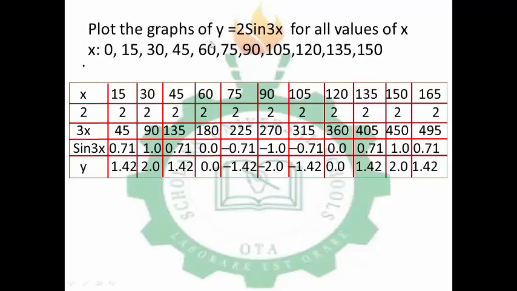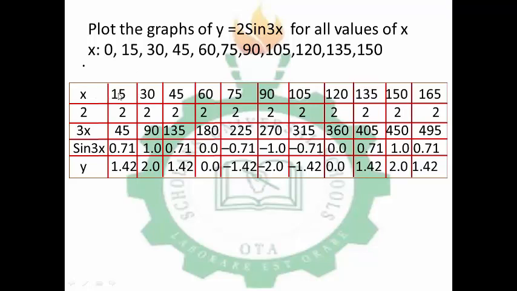Whereby we have y equals 2 sine 3x, for all values of x ranging from 0, 15, 30, 45, and so on. This is where we have something a bit different from what we had earlier. These are the values of x. It simply means that instead of having theta as before, you are having 3x here. So you also plot the table just as we did for the other one.